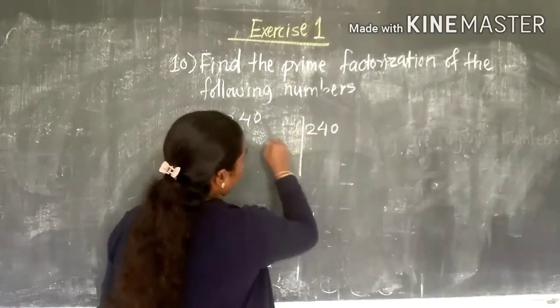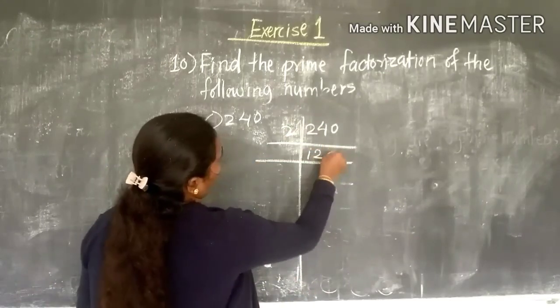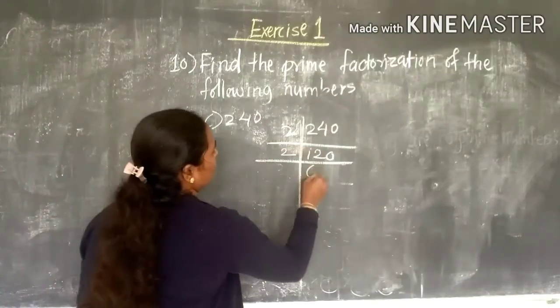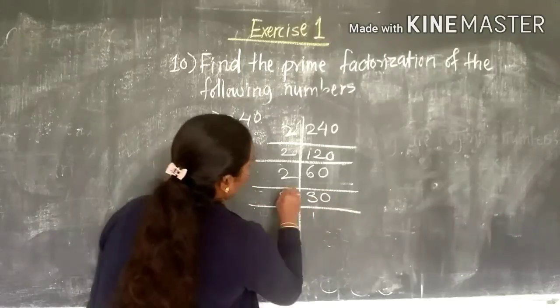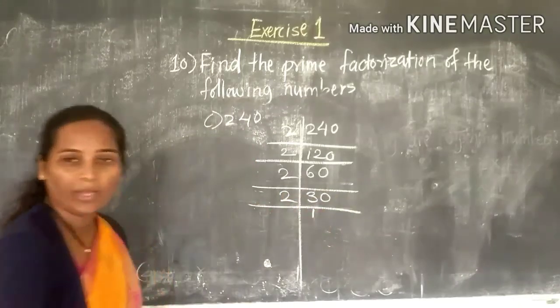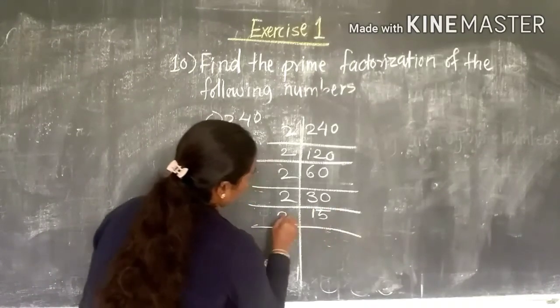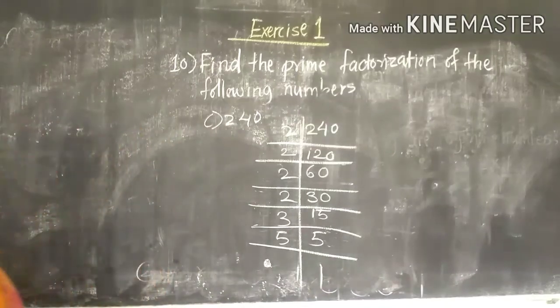240. 2 1s are 2, 2 2s are 4, 2 0. Yes. 2 5s are 10, 2 0. 2 3s are 6, 2 0. 2 1s are 2, 2 5s are 10. 3 5s are 15, 5 1s are 5. In this way we got the factors.